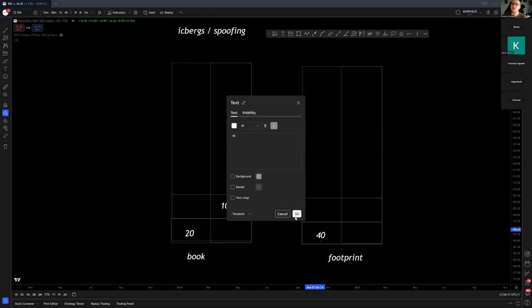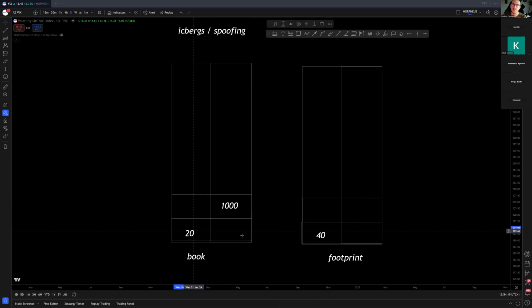So 20 more contracts are being sold. They disappear. And then they reappear again. You start seeing the patterns. By the way, we're seeing this very slowly, but this happens in milliseconds. This happens very quickly. We're talking about scalping. We're talking about very short-term order flow.